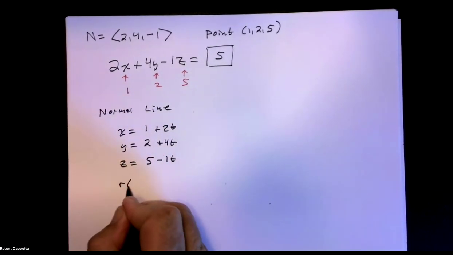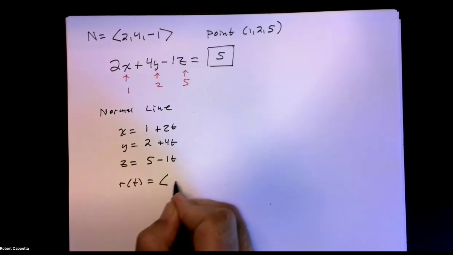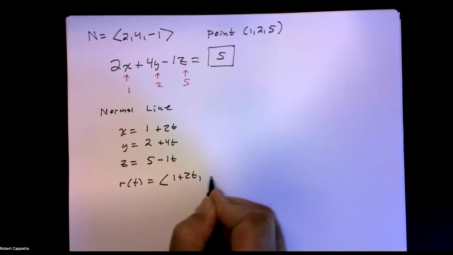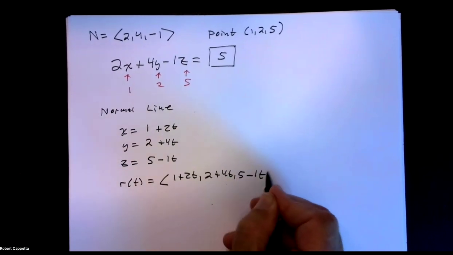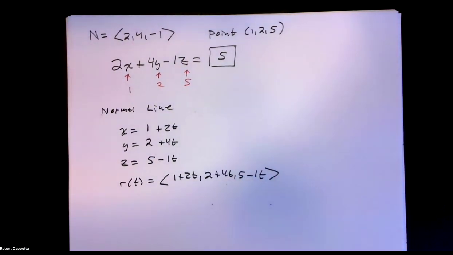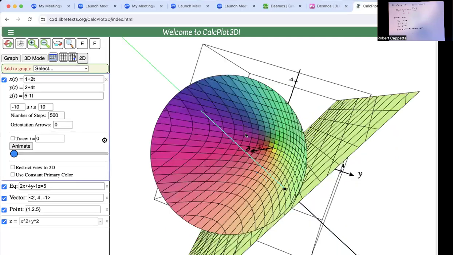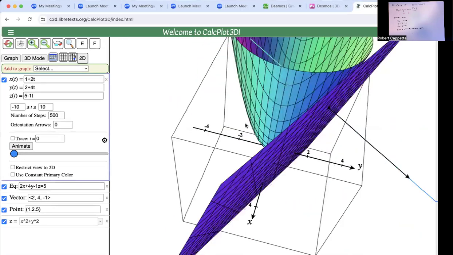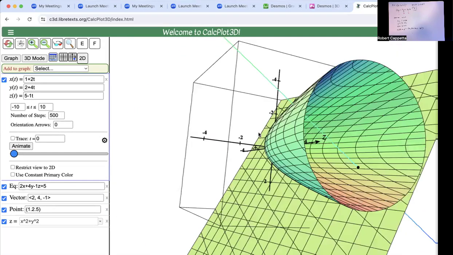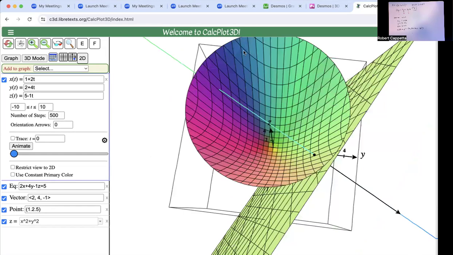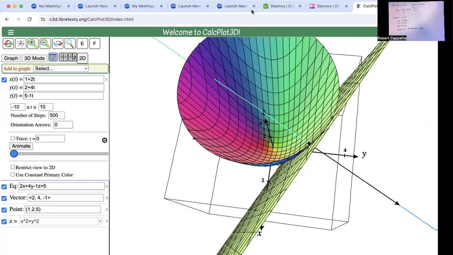If you prefer, we can write it as a vector valued function. r of t is 1 plus 2t, 2 plus 4t, 5 minus 1t. That should be the equation of the normal line. Let's see if it is. Let's pull up the graph. We see the normal line. We see it's extending out past the normal vector and going infinitely in both directions. That looks pretty good. So let's remind ourselves of the strategy we had to use here.